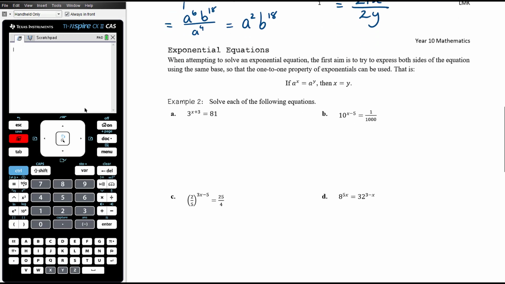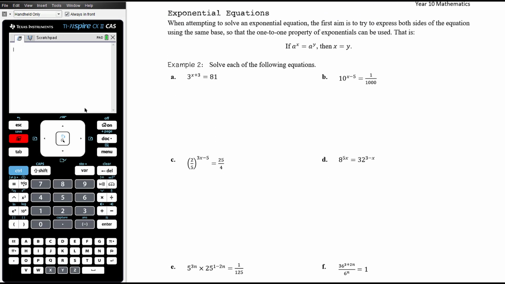The next thing we want to just recap before we move on to introducing the logarithms in our next video is exponential equations. So when attempting to solve an exponential equation, our first aim is to try to express both sides of the equation as a single exponent with the same base. And then we can use what we call the one-to-one property of exponentials, and that is that if a to the power of x is equal to a to the power of y, the only way that that's true is if x equals y. So once we get our equation as a to the power of something equals a to the power of something, we can then equate those two exponents and lose our exponentials altogether. Okay, so the first aim is to get to that point. Same base on both sides, single term with the same base.